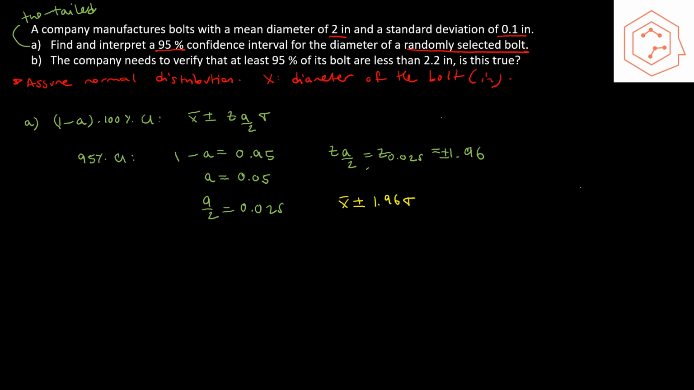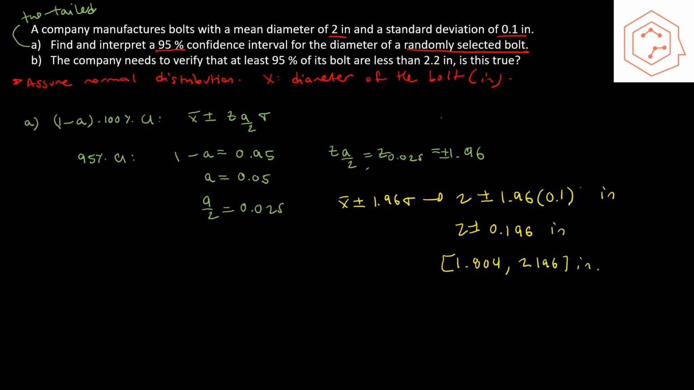And so our 95% confidence interval is going to be our mean plus or minus 1.96 times our standard deviation. So subbing our values in, we'll have our mean of 2 inches plus or minus 1.96 times 0.1 inches, and that comes out to 2 plus or minus 0.196 inches, and in interval notation, that is a diameter of 1.804 all the way to 2.196 inches.